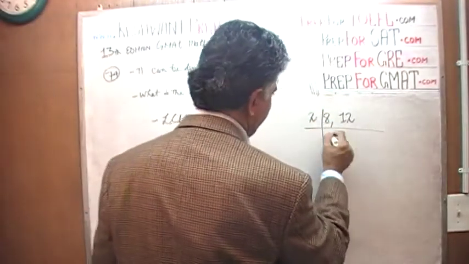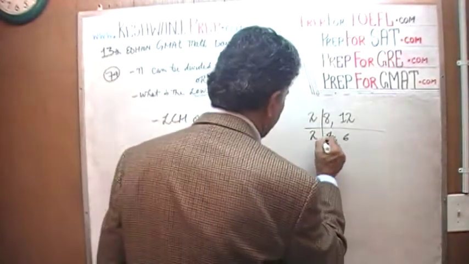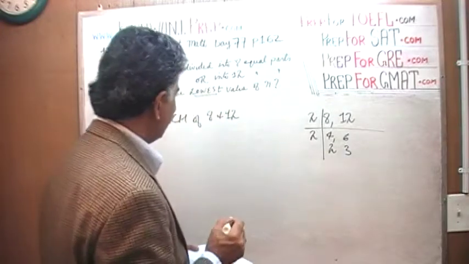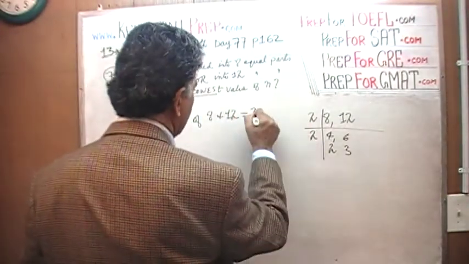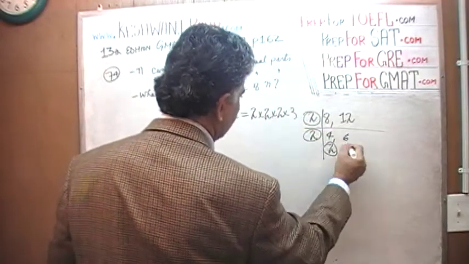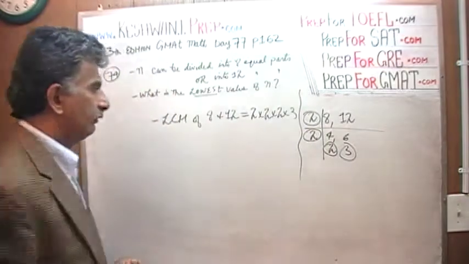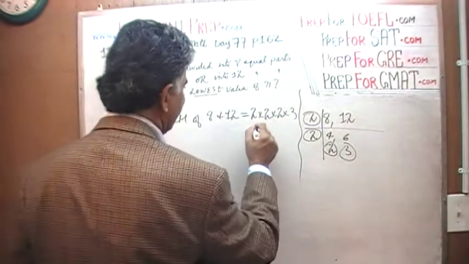2 goes into both of them here, so that becomes 4 and 6. We can go one more round with 2, so it becomes 2 and 3, and that's it. So the lowest common multiple of 8 and 12 equals 2 times 2 times 2 times 3. That's your answer. So 2 times 2 is 4, 4 times 2 is 8, 8 times 3 is 24.